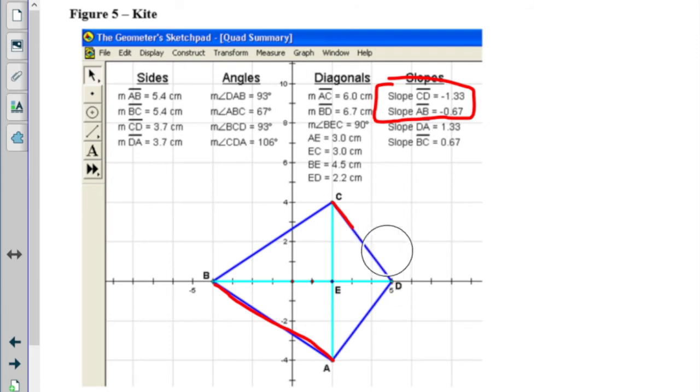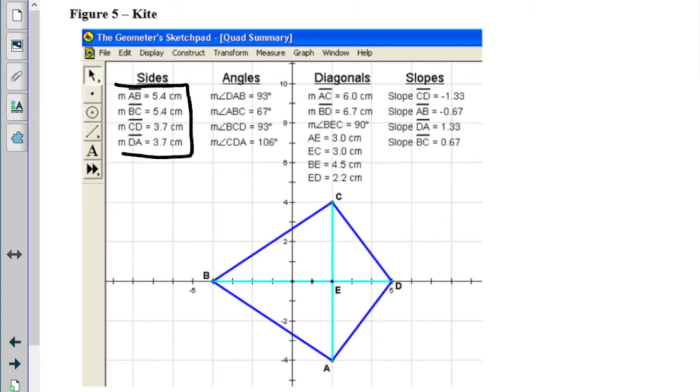The thing that is true about the kite, the thing that makes it a kite, is the consecutive sides being congruent. That's the definition of a kite. The consecutive sides are congruent. So that's happening right here. A to B and B to C are congruent, and C to D and A to D are congruent. Those pairs of sides being the same is what makes it a kite.